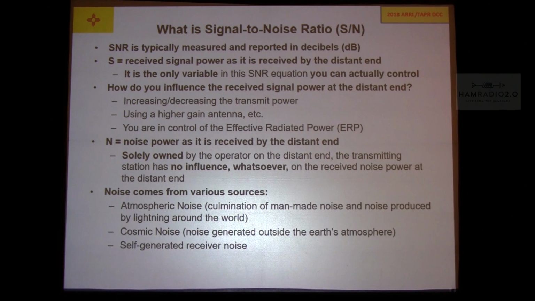Now the noise power received by the distant end is a totally different story. The noise is solely owned by the operator on the distant end. The transmitting station has no influence whatsoever on the received noise power at the distant end, not unless, of course, you're sending a dirty signal, right? So the noise comes from various sources, as we all know. Atmospheric noise, which is a combination of man-made noise and noise produced by lightning around the world. Cosmic noise, which is noise from outside our Earth's atmosphere. And we also have to include self-generated receiver noise, right?